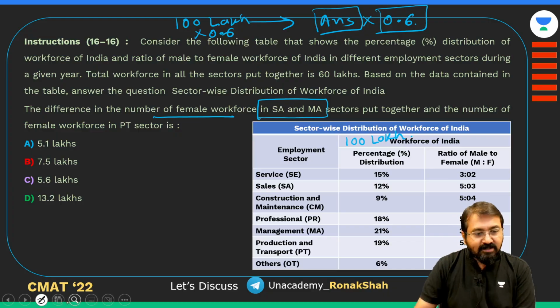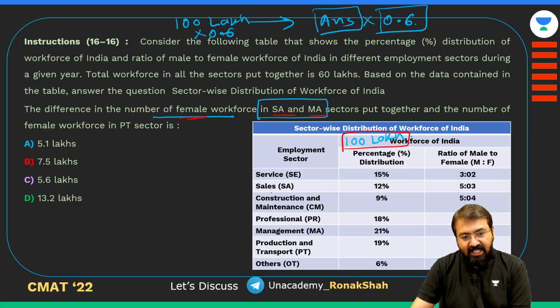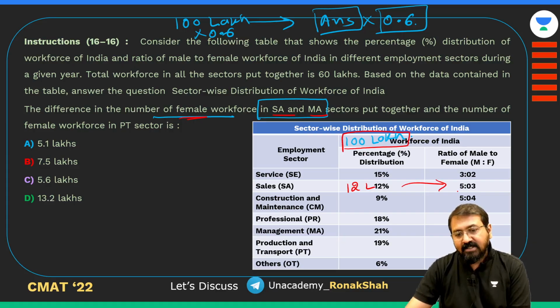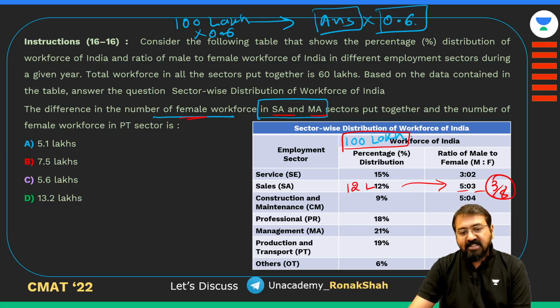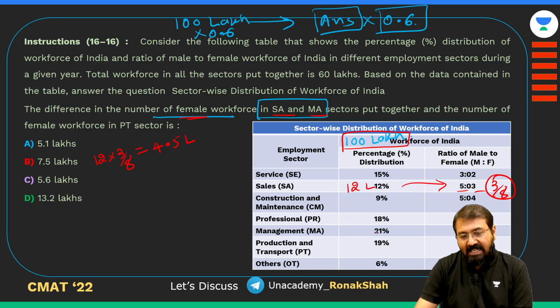Okay, so guys, let me use red color over here. We are talking about SA and MA and female workforce. So out of 100 lakhs, in SA, I have 12 lakhs, and the breakup of this 12 lakhs is 5:3. That is, 3 by 8 were female. So what is 3 by 8 of 12? 3 by 8 of 12 will come out to be 36 by 8, 4.5. So there were 4.5 lakh female in SA.